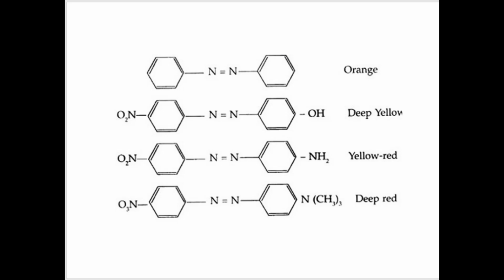They have different colors. There's orange and deep yellow and yellow red and deep red in terms of forming those kinds of compounds. So diazo dyes are important in terms of being able to form these different acid-base indicators, but they also are dyes, and historically they led to the idea that we can take organic molecules and we can synthesize medicines, we can synthesize dyes, we can synthesize industrial materials from those.